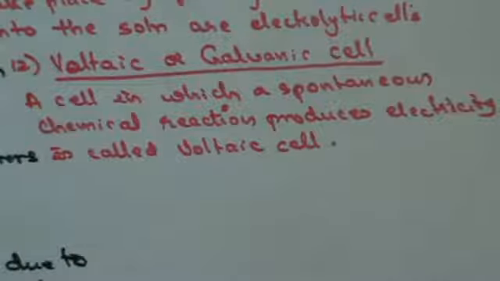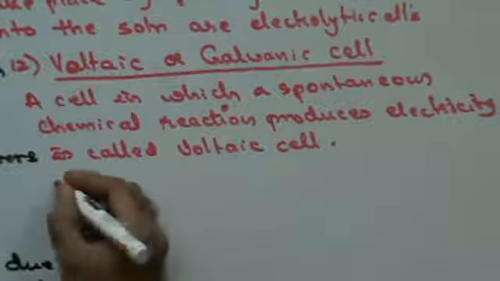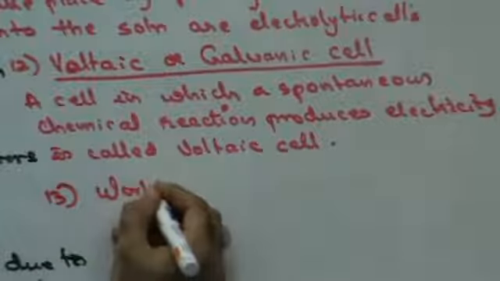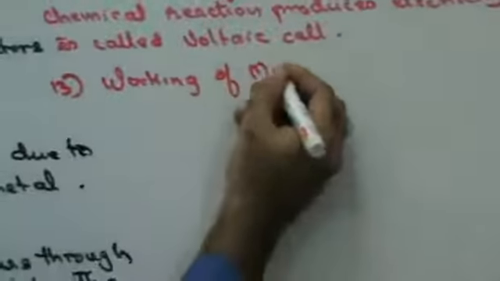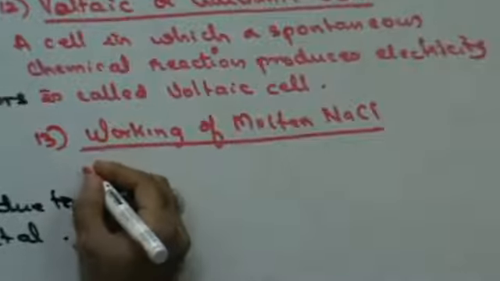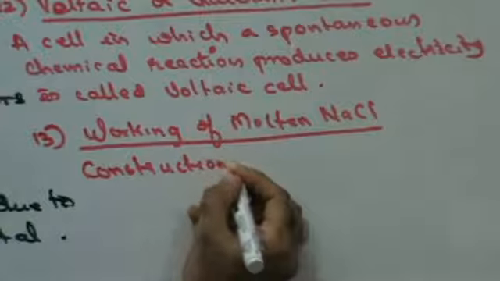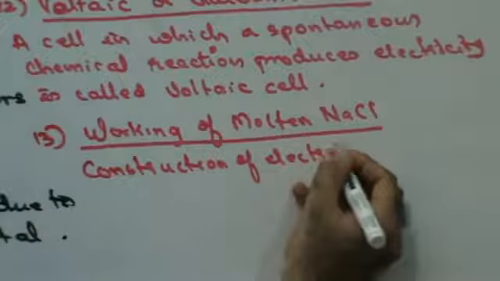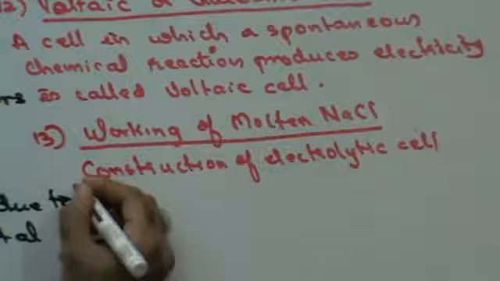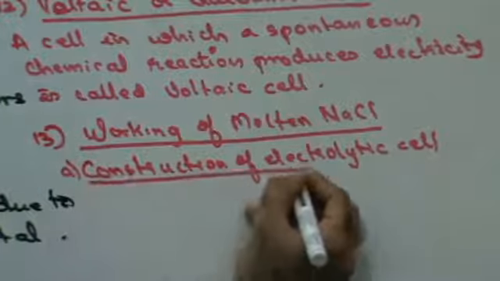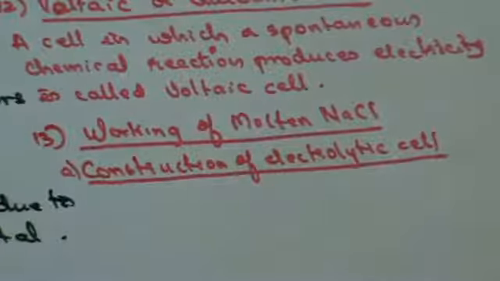Let's see the working of molten sodium chloride, as in the construction and the working of an electrolytic cell. Let's see the construction part of the electrolytic cell first. A part of it would be the construction and B part I will show you is the working.